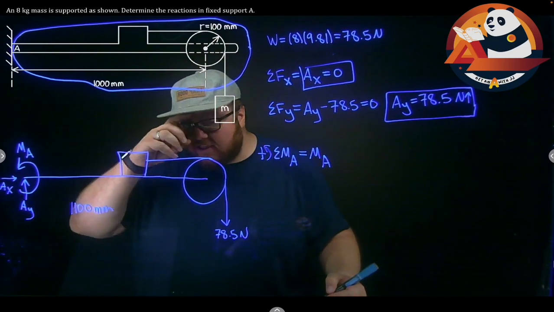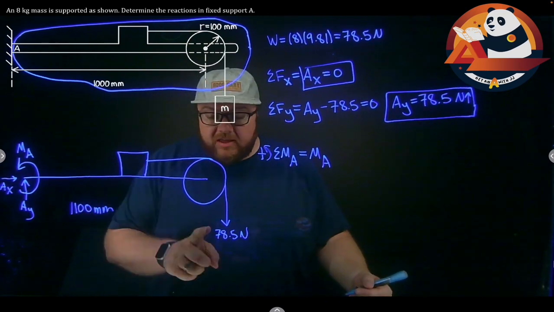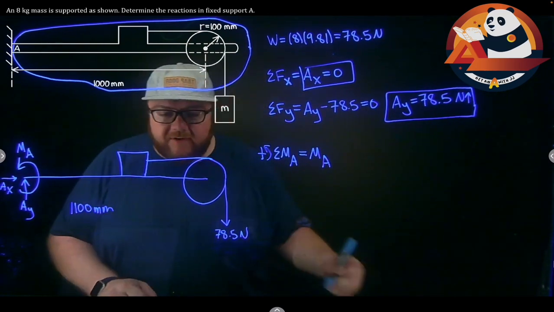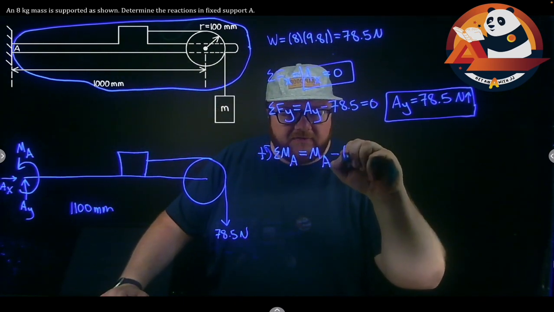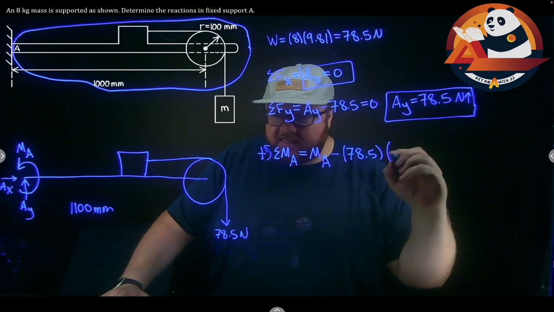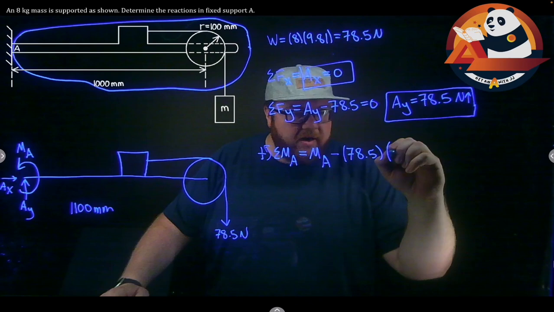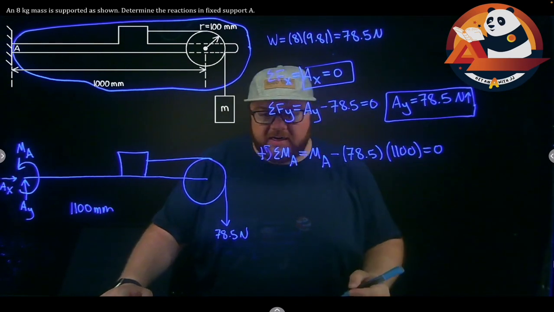AX and AY pass through A, so if we didn't know them, they wouldn't be included in here. Really, the only thing I need is this 78.5. It's going to cause a clockwise rotation, so minus force 78.5 times distance 1,100. And that'll get us to 0 in here.